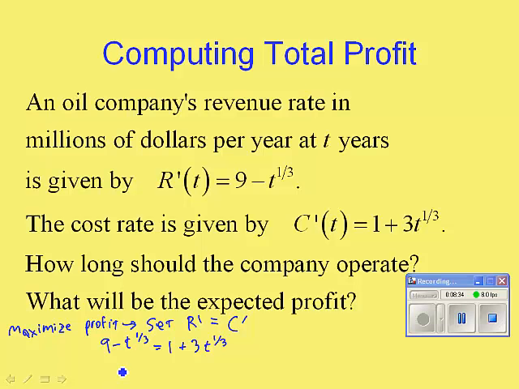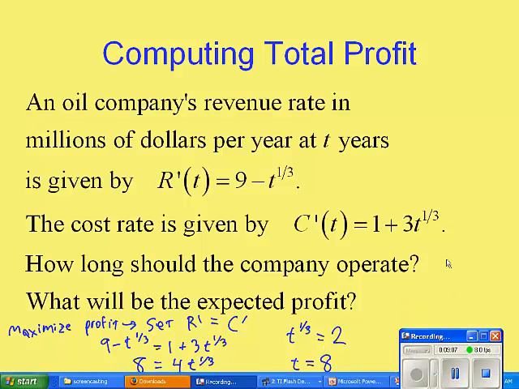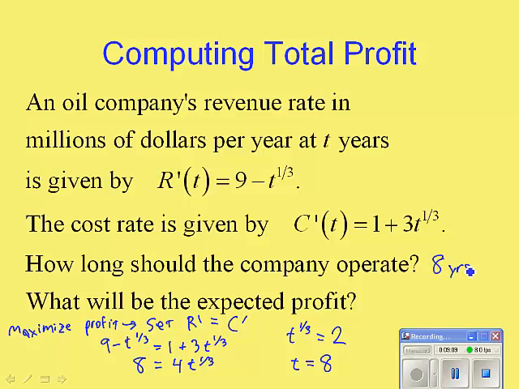This is a made-for-a-math-classroom example, by the way. You could tell because what happens? You subtract 1, you get 8 equals 4 t to the 1/3. Is that okay, what I just did? So then what do I get? T to the 1/3 equals 2. So t equals 8. Cube both sides. All right? So how long should the company operate? 8 years.